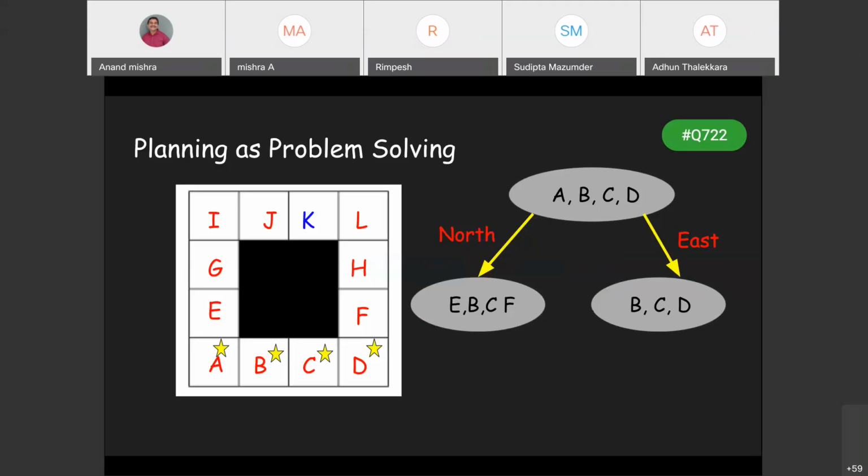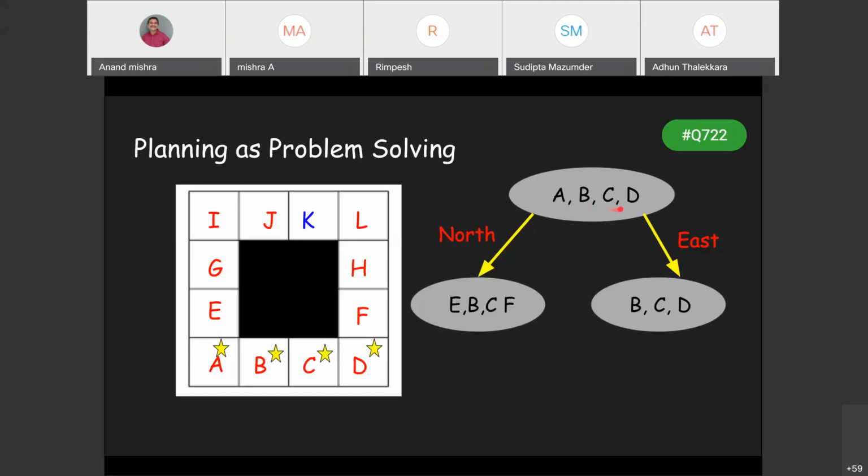So by initial state, which is A, B, C, D. My initial state is A, B, C, D. What does it mean? My agent is in any of these locations, so any of these states my agent is in. I'm using locations and state interchangeably here. For this particular example it is making sense, but they are not really the same.